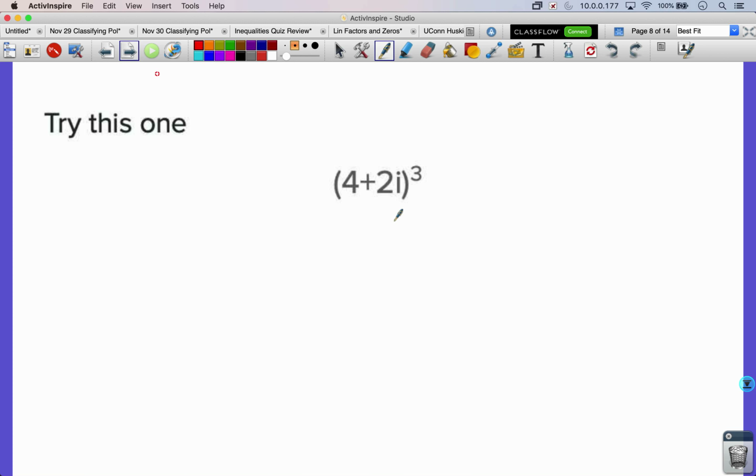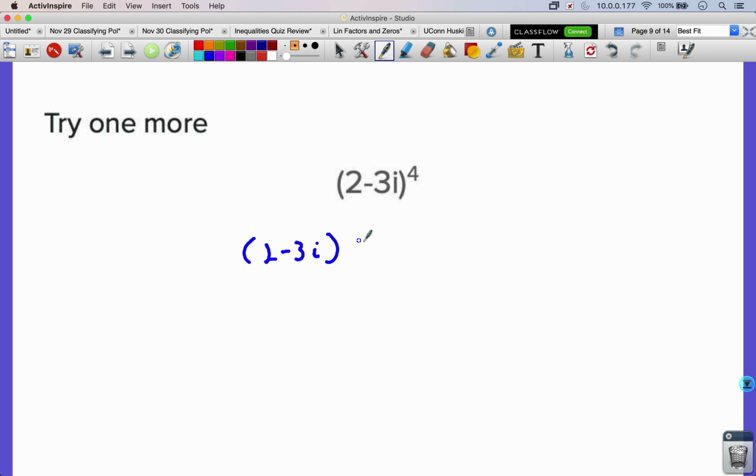All right, here's another one. I'll do this as another embedded question for you to try on your own. Here's one more, and let's do this one out by hand, just to show that it doesn't ever get bigger than a single complex number. So 2 minus 3i to the fourth.